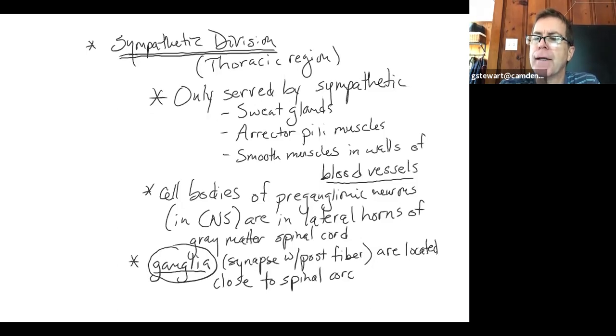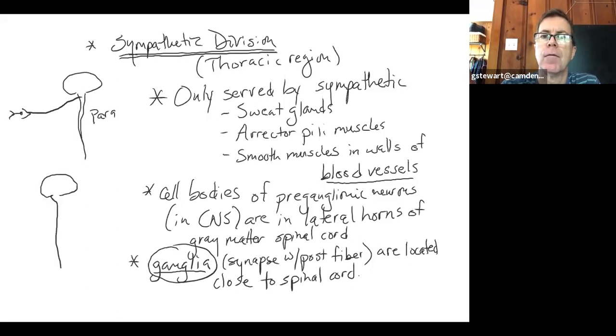So in contrast, I don't know if you remember, I drew this for the parasympathetic division. There's the spinal cord. We're going back to parasympathetic right now. The first fiber is really long, and the second fiber is really short. In the sympathetic, what we're saying is this. The first fibers are generally short, and the postganglionic fibers are longer that go to the effector. So it's opposite in length of the pre and postganglionic fibers.